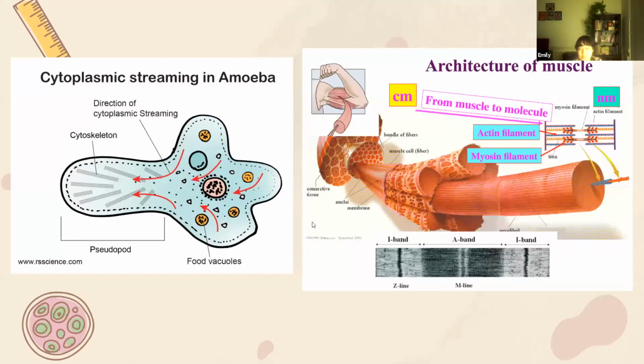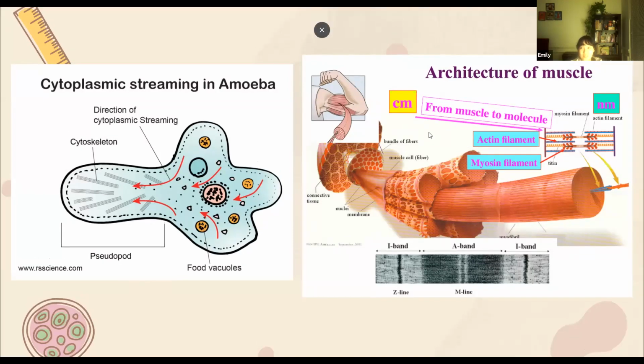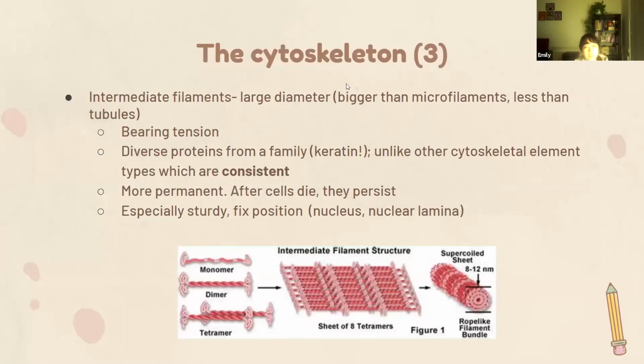Here is an example. I really love this diagram. It's so cool. Oh no, what did I do? Okay, I made the chat full screen. All right, there we go. And finally, the third type is called intermediate filaments, and it's basically a microfilament, but a lot bigger and tougher.